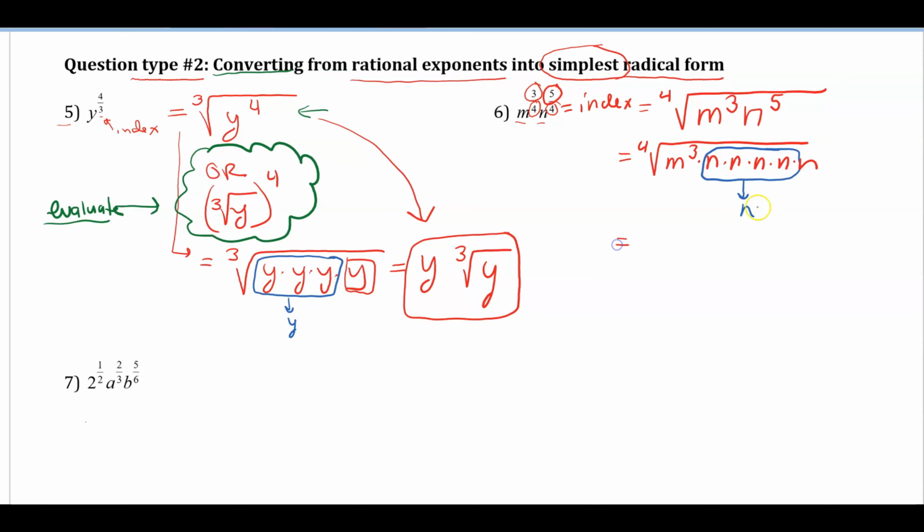So then I can take 1 whole n out. I have 1 whole 4th root of n. And then the m to the 3rd has to stay underneath the radical, and then this other 5th factor of n has to stay under as well. So it's n times the 4th root of m to the 3rd times n to the 1st. So that's our final answer for example 6.